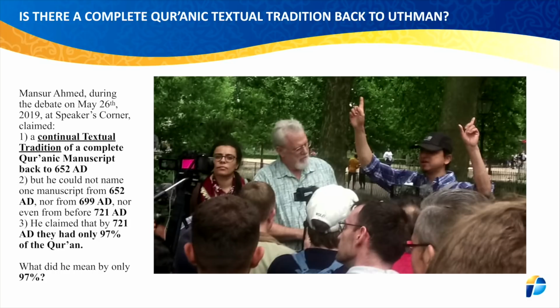721, Muhammad died in 632. The Quran was finalized and written down in its final form in 632 he died. 652, Uthman then finalizes the Quran. So from 652 up till 721, say 722, you're talking about 70 years. In 70 years, you still don't have a complete Quran. You're finally admitting you don't have a complete Quran.